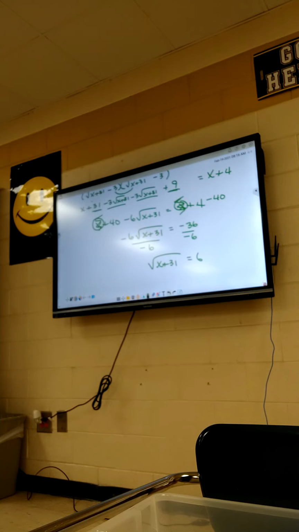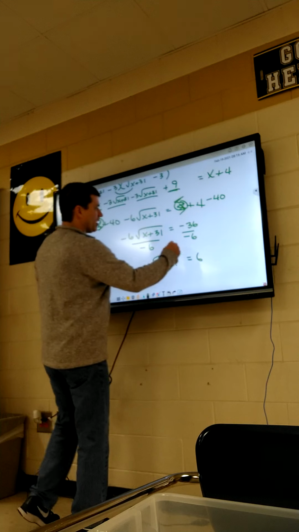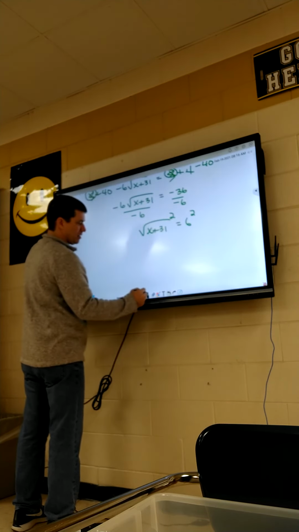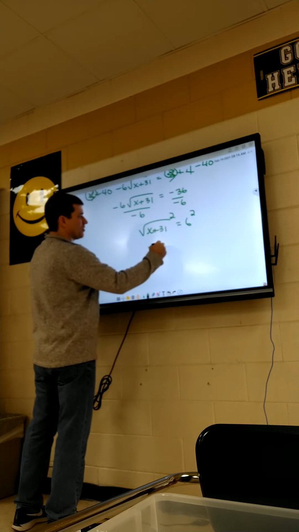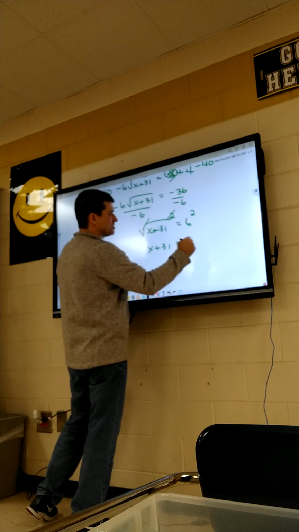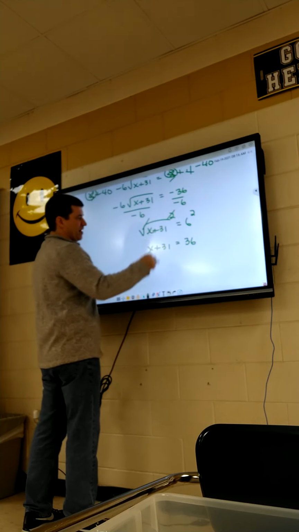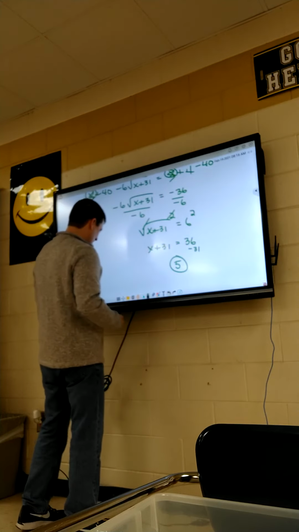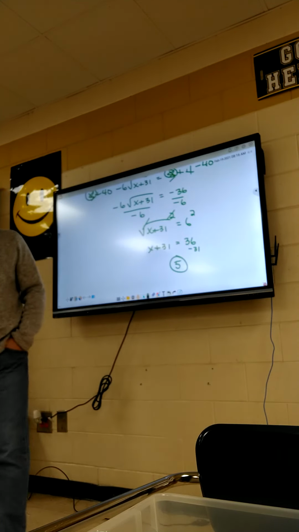Got to square each side, right? Because you want to get rid of the square root symbol. So if you square both sides, that gives you x plus 31, because that square cancels that square root. 6 squared is 36. Okay, I can see how y'all got 5. Move plus 31 over, it's minus 31. I got 5 also. Again, there's just one of those on the test.